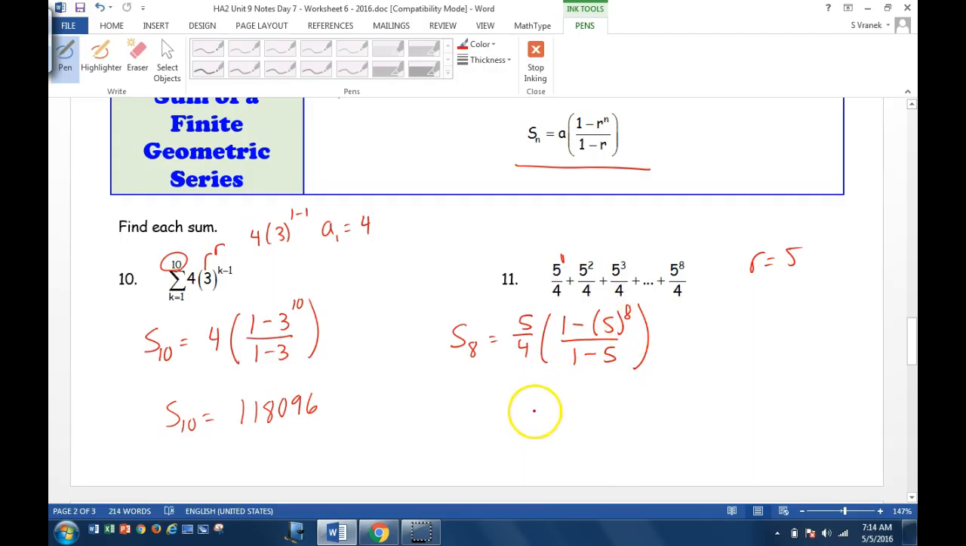Okay, and if you type that in, you get 122,070, and that would be your sum. And again, we use this formula when it's a finite sum. Okay? All right, so that is geometric. Tomorrow we're going to just look at an infinite series where it goes on forever, and we can actually find sums of those.